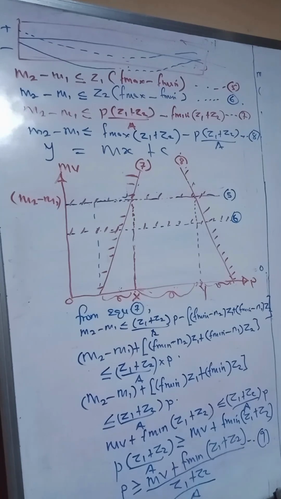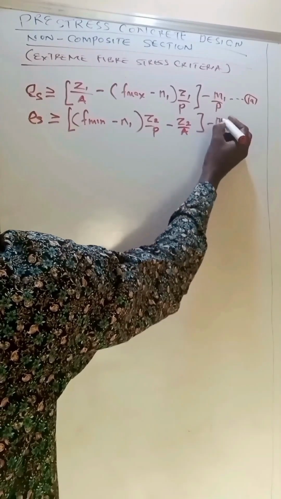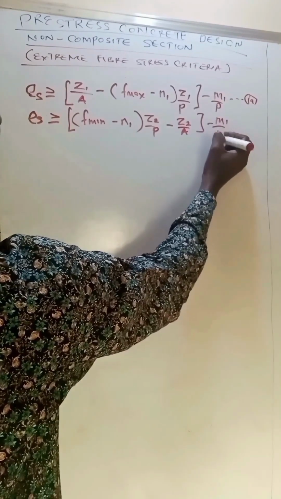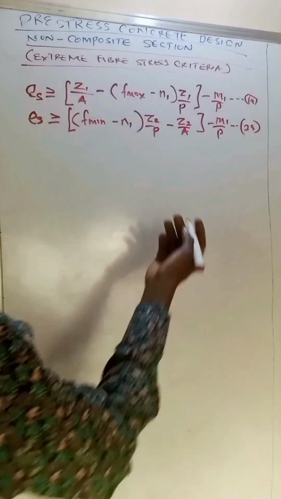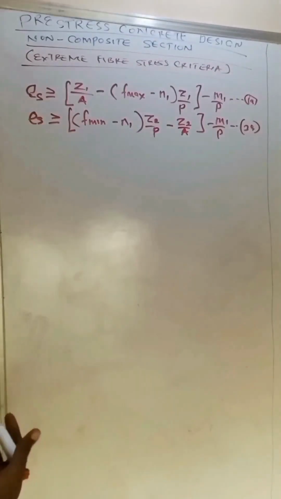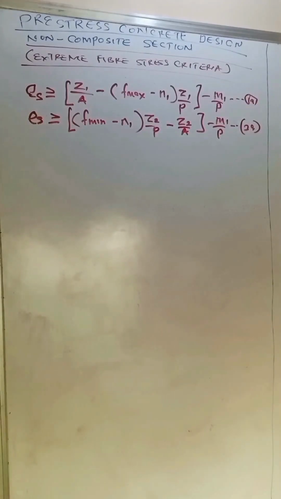Now, let's start by reminding ourselves of what we did. In the last lecture, we were able to establish the necessary inequalities for obtaining the stresses at transfer and the stresses at the service life of the structure. This we did in our previous lecture. Call it 2A, whatever you want to call it. Okay, so we have all these equations.